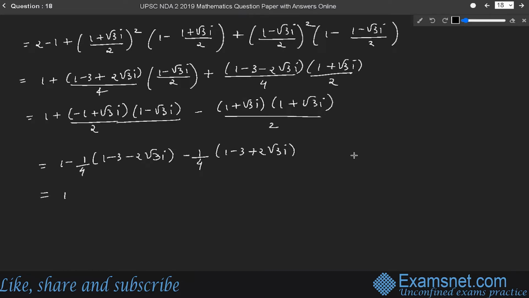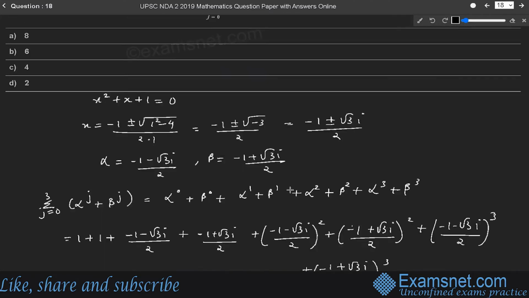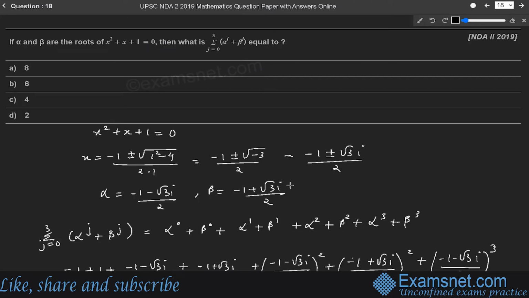So it will be equal to 1 minus 1 by 4 into (minus 2 root 3i minus 2 plus 2 root 3i). So it will be 1 minus 1 by 4 into (minus 2 minus 2). So it will be 1 by 4 into minus 4. So it will be 1 plus 1, which is equal to 2. Therefore, we can say that the required answer for this question is 2. I hope this question is clear to you. The correct option here is option number D.